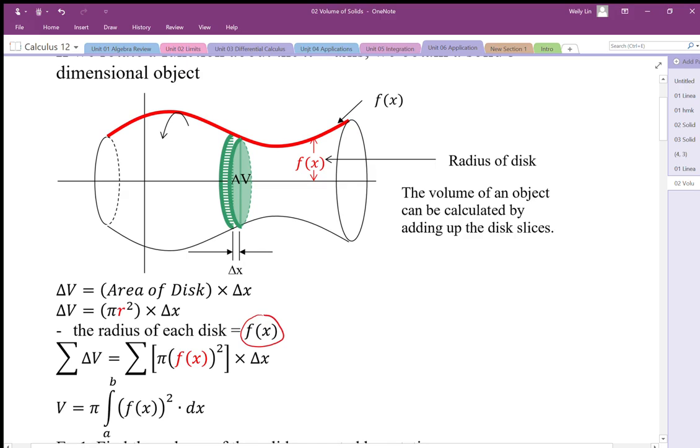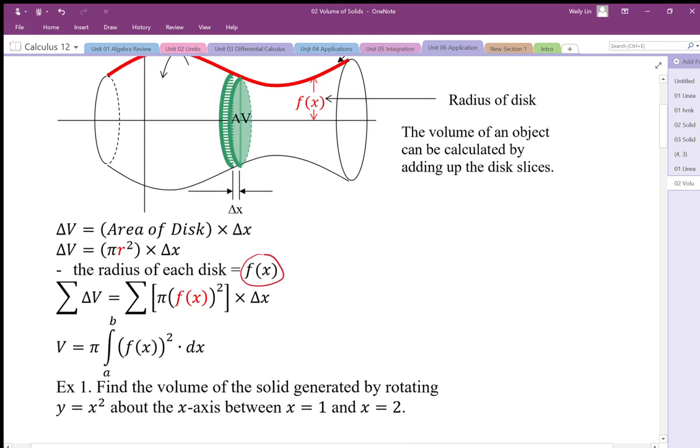So then I want to sum up all those volume slices. I take all those circles times dx, or delta x, and sum them up. And if I want to do this more precisely, I make my delta x go to 0, which essentially becomes dx, and summing it up means I'm integrating. So my integral looks like this to calculate the volume of that rotational object.